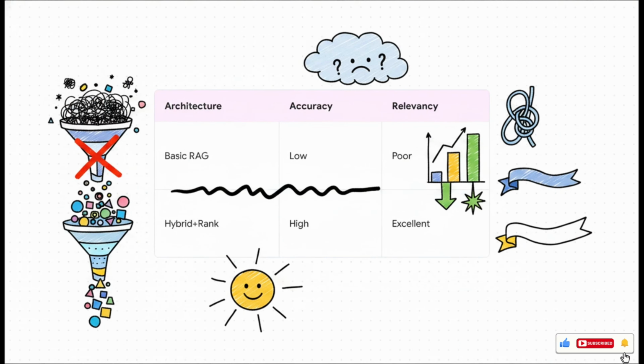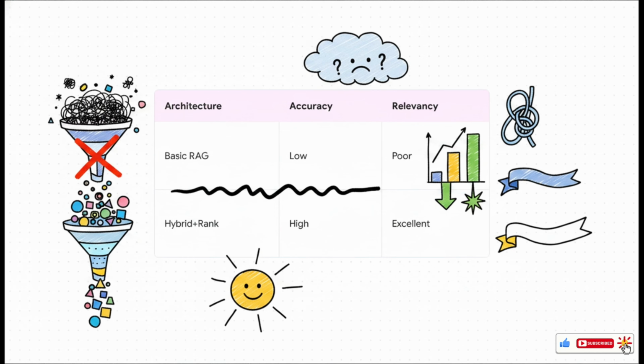And this brilliantly illustrates the night and day difference these upgrades make. A basic vector setup yields low retrieval accuracy and, honestly, poor relevancy scores. But when you upgrade to hybrid search plus re-ranking, your accuracy becomes high and your relevancy scores jump to excellent.